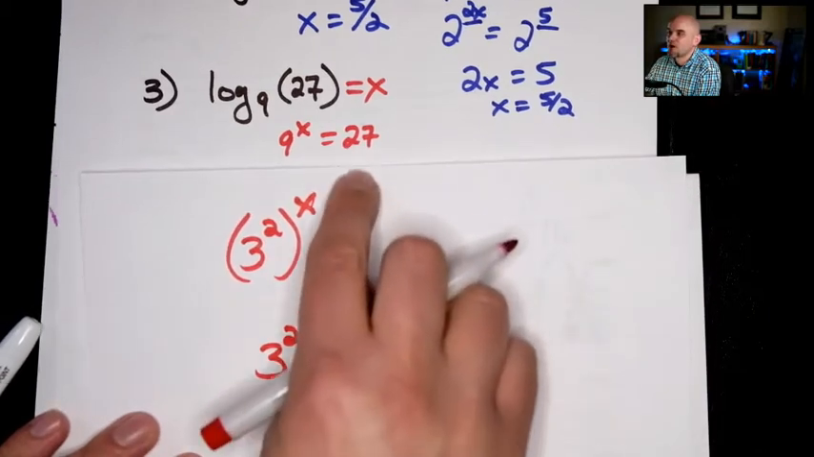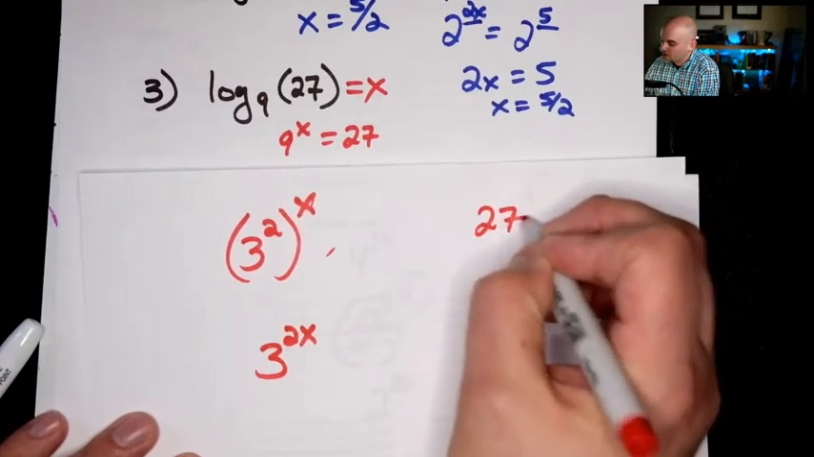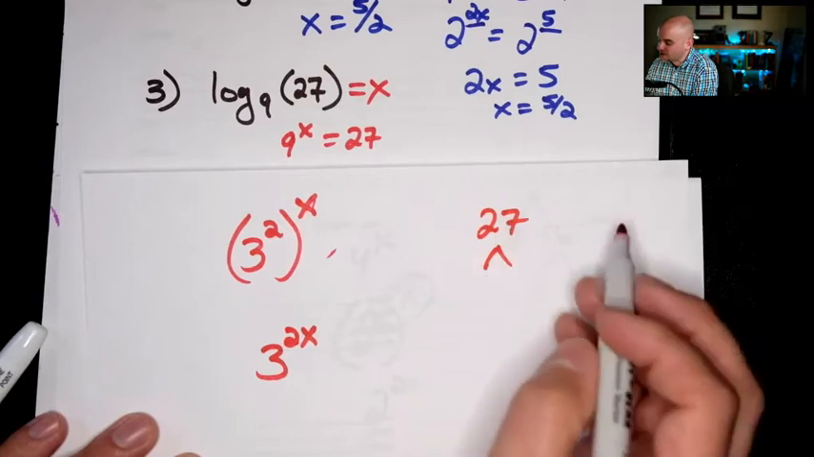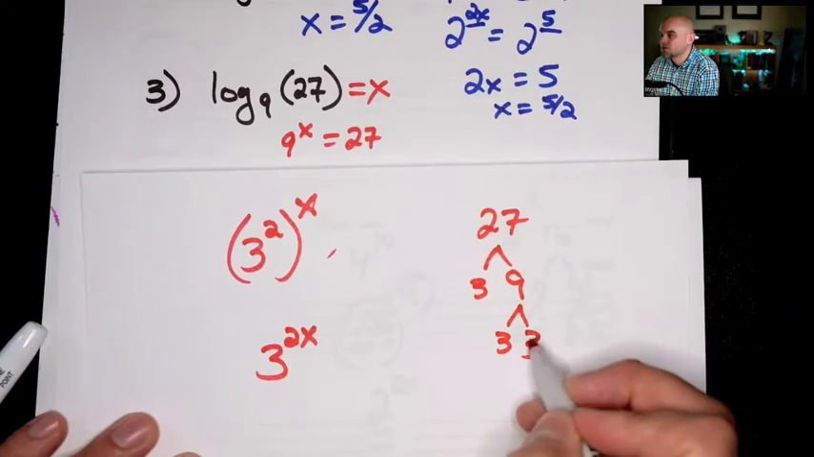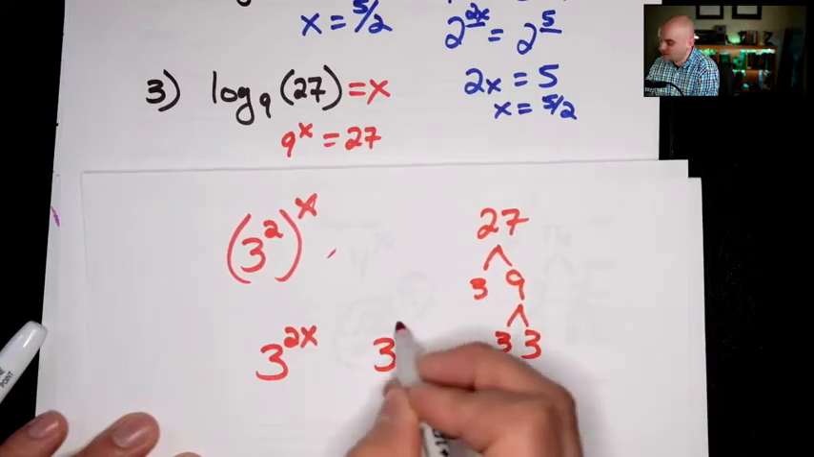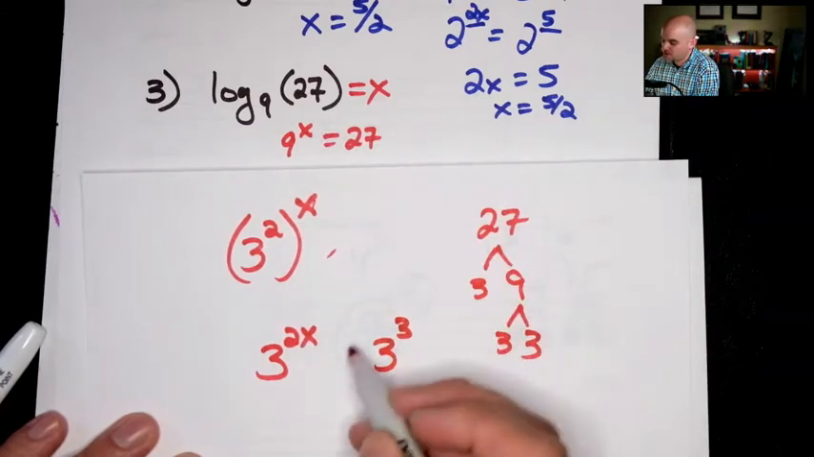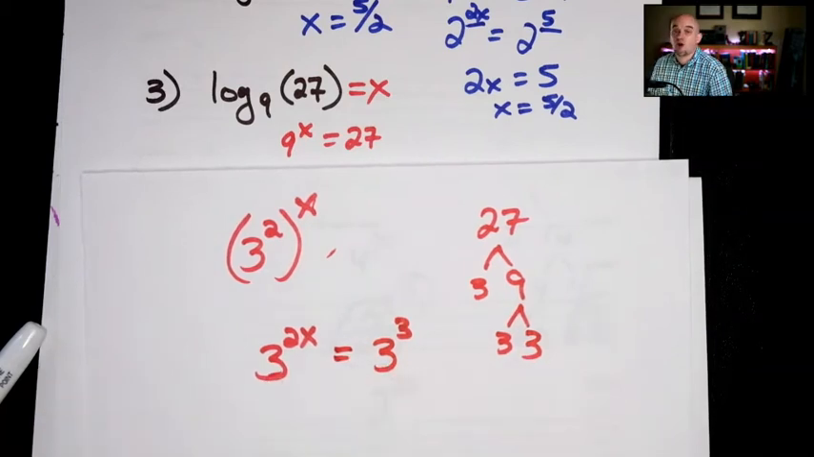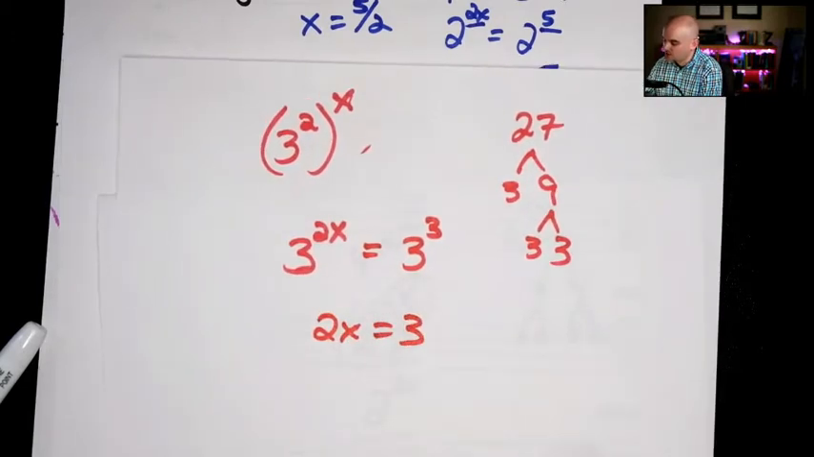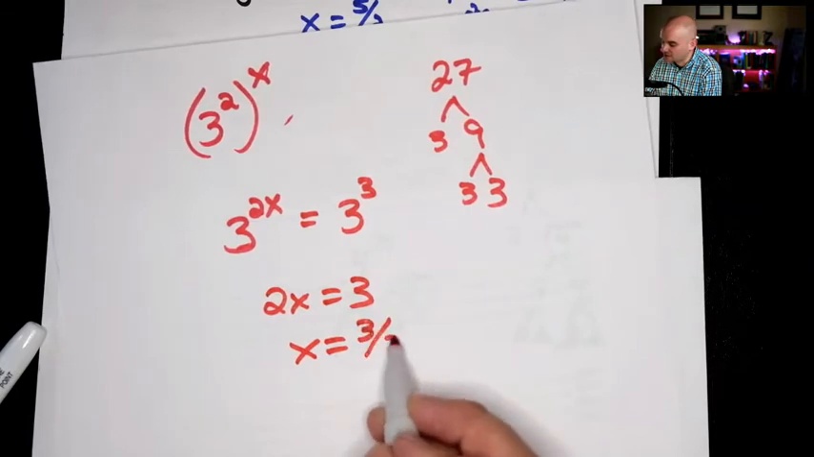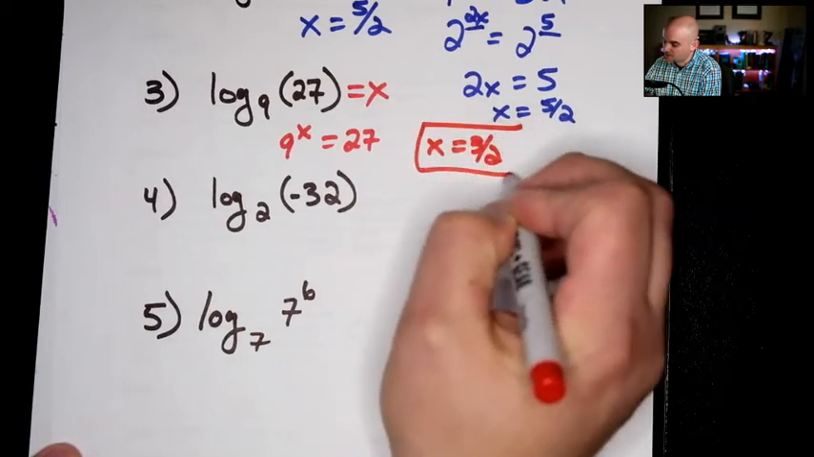Now it is possible sometimes we'll have a number here that could be 9 raised to a power. I guess you could start with that number. But 27 is not a power of 9, is it? 27 breaks down to 3 times 9, and 9 breaks down to 3 times 3. So 27 is the same thing as 3 cubed. 9 to the x is the same thing as 3 to the 2x. I've got these two things equal to one another. They are the same bases, so I can set the exponents equal to one another. And 2x is equal to 3. Solving for x, I get x equals 3 halves. So x is equal to 3 halves in this case.